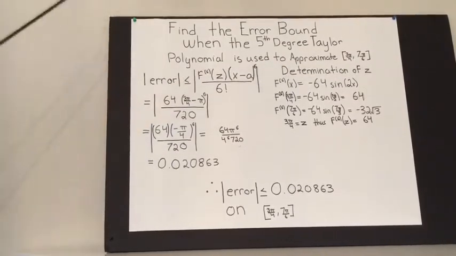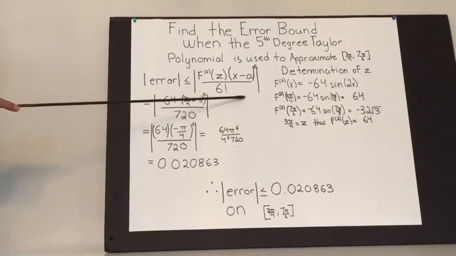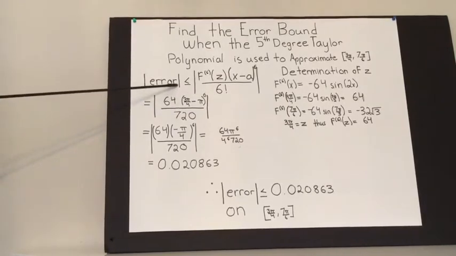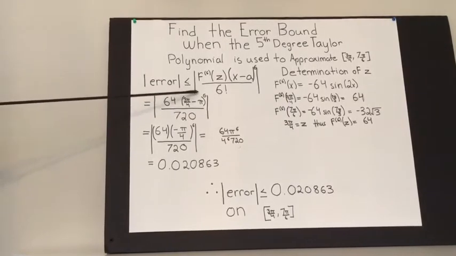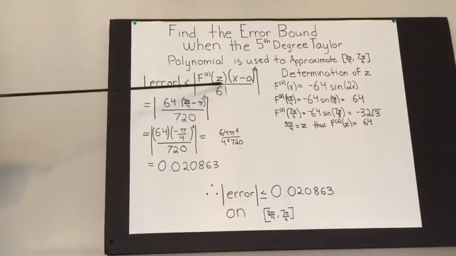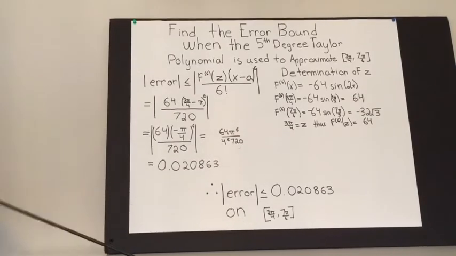So the key to understanding an error bound is that we're trying to make this as big as possible so that we can say that the absolute value of the error is less than or equal to the Lagrange error. So first, a very important step is to determine z. This is one of the trickiest parts in the Lagrange error.